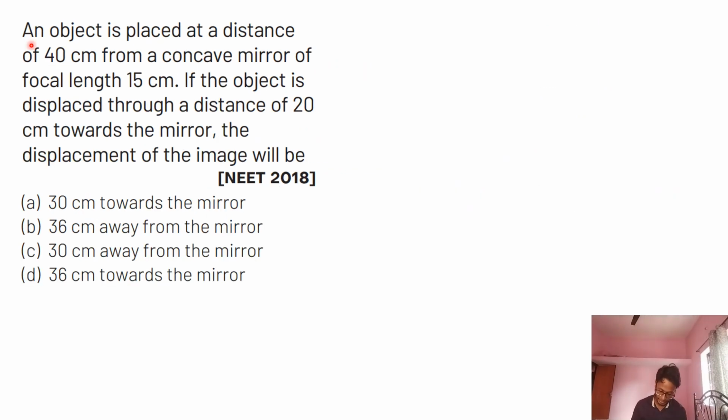Let's see this question. An object is placed at a distance of 40 centimeter from a concave mirror of focal length 15 centimeter. That means there is a concave mirror of focal length 15 centimeter, and the object is placed at 40 centimeter. So this is our object, placed at 40 centimeter. Now let's read further.